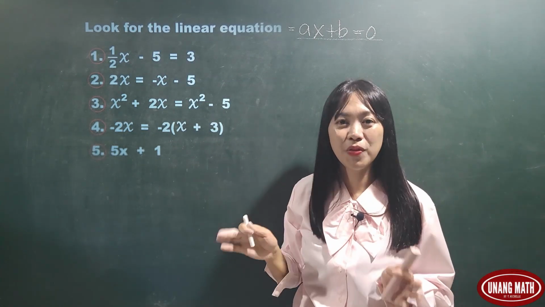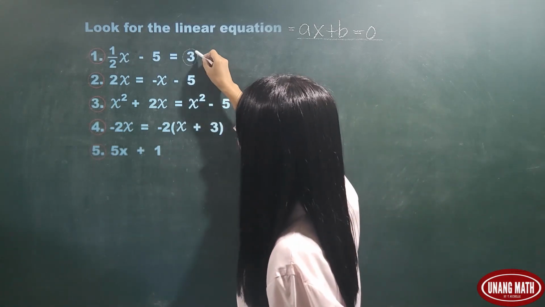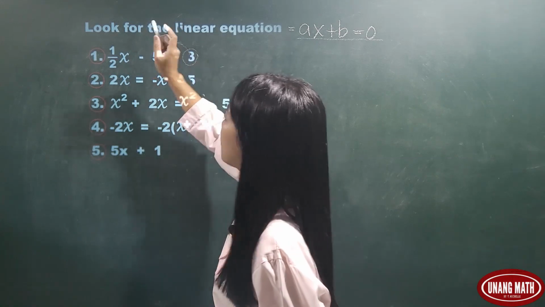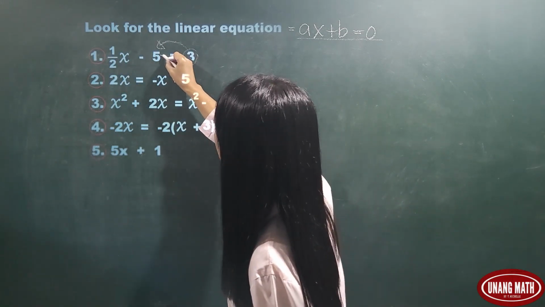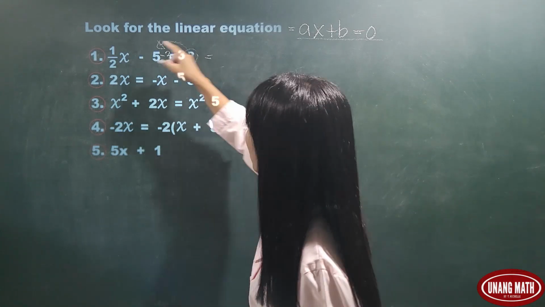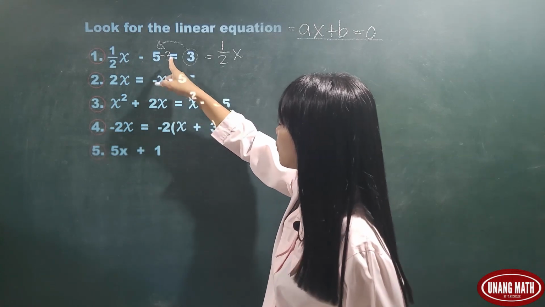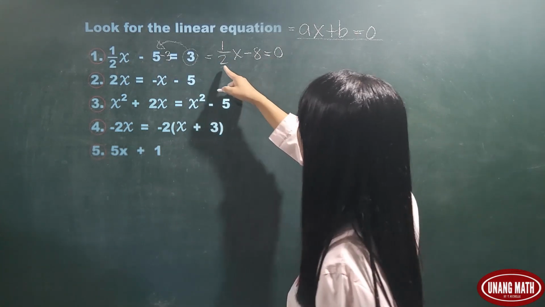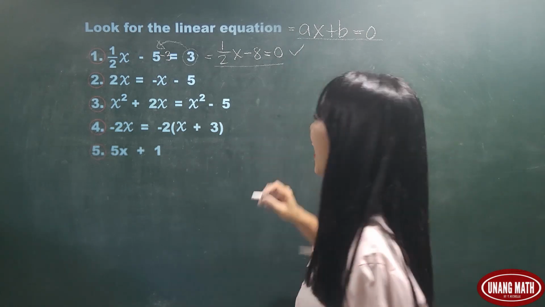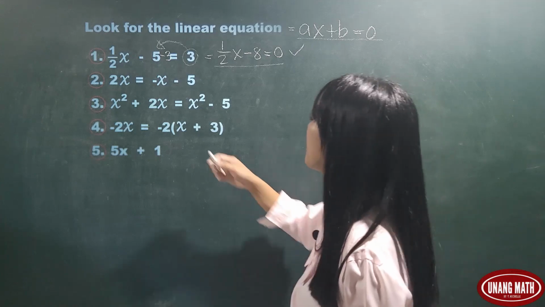And we can do that using transposition. So move or transpose positive 3 to the left side of the equation. So it becomes negative 3. So we have 1 half x, negative 5 minus 3 is negative 8, so minus 8 equals 0. So this is a linear equation. Okay, what about number 2?